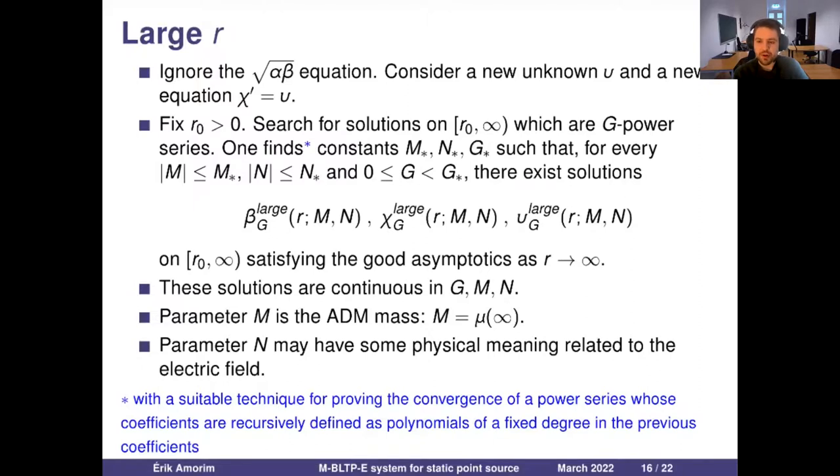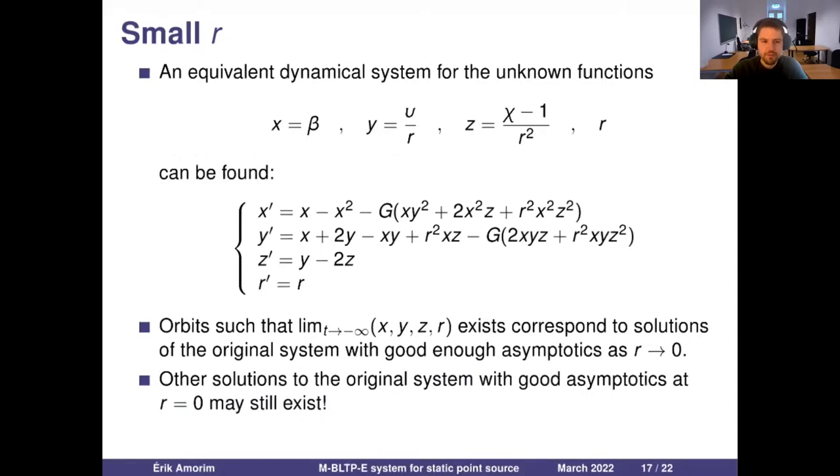Let's talk about small r. You can try the same thing, but it's not so nice. As a power series in G for small r, it just doesn't work. The equations are too complicated. Maybe there is a clever way to rewrite them, but I couldn't find that. So the approach for small r is actually different.